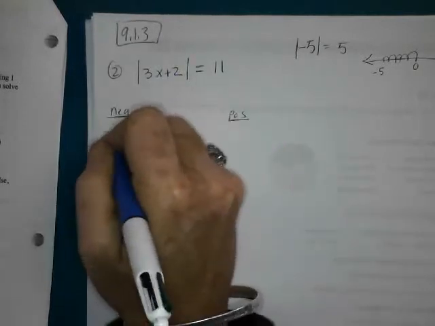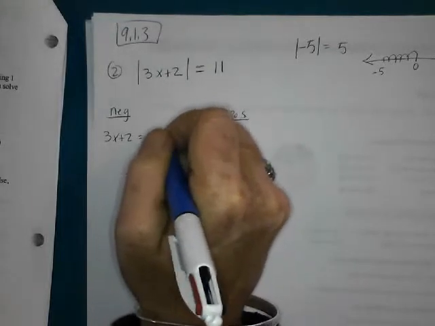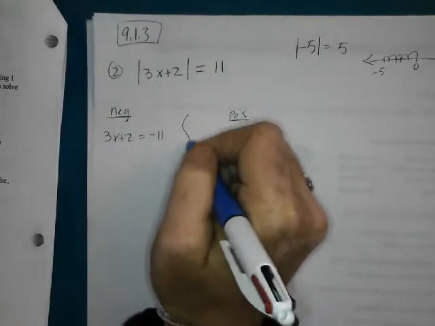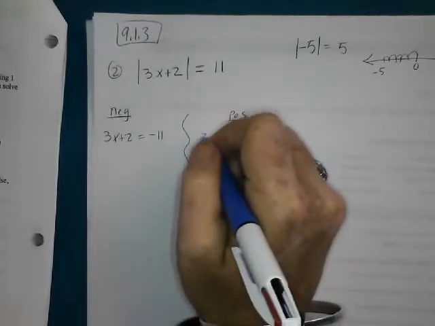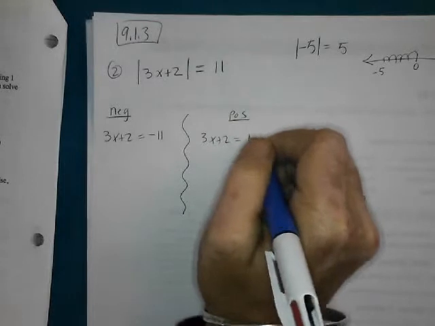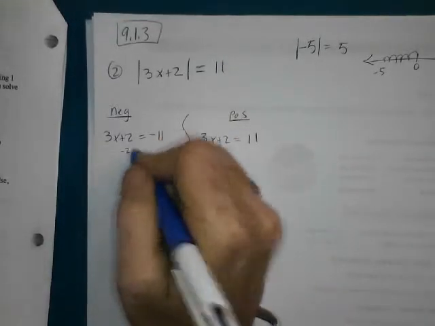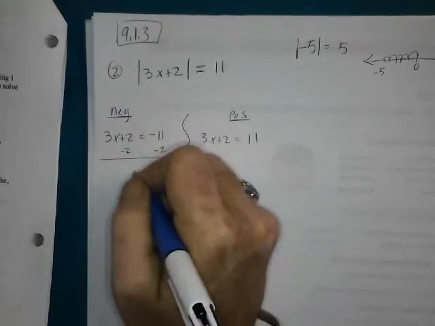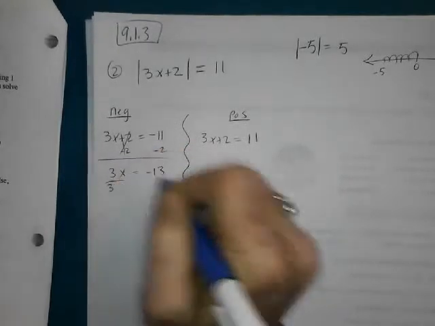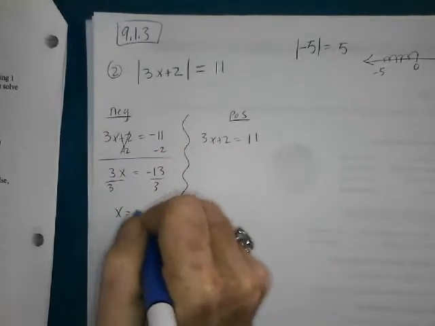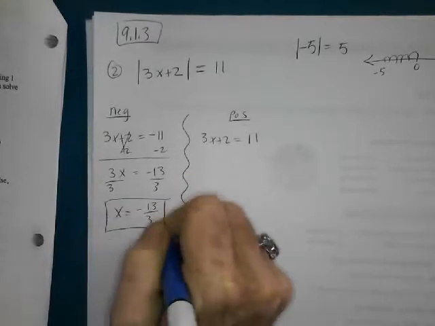When you do it the negative way, you write 3x plus 2, and you make the right hand side of the equation negative. Then I usually make a squiggle mark to separate them, and then 3x plus 2 equals positive 11. I just solve using my algebra skills. I subtract 2 from both sides, and then divide by 3, and that gives me x equals negative 13 thirds. So that's one of my answers.